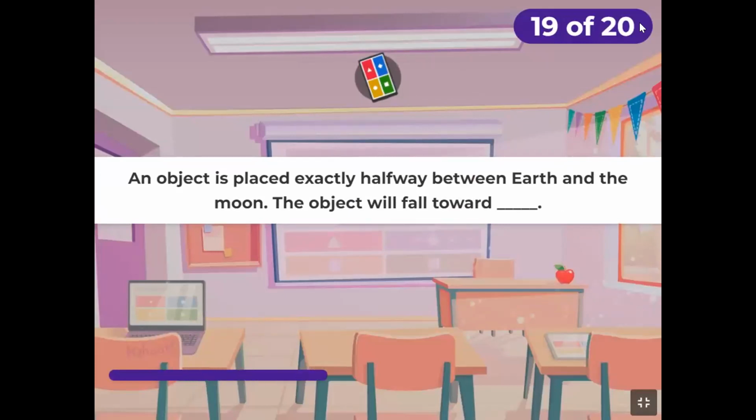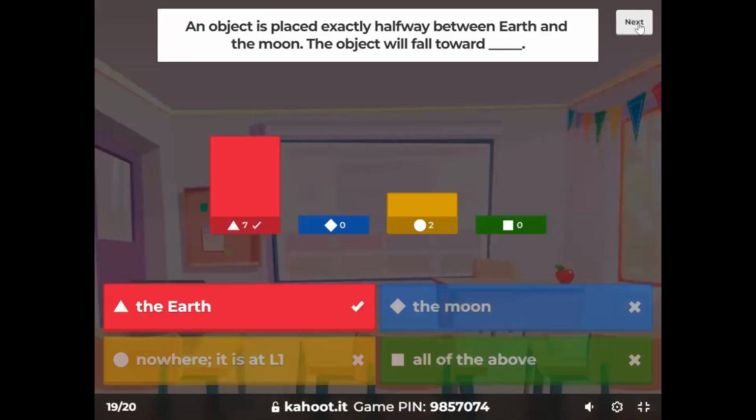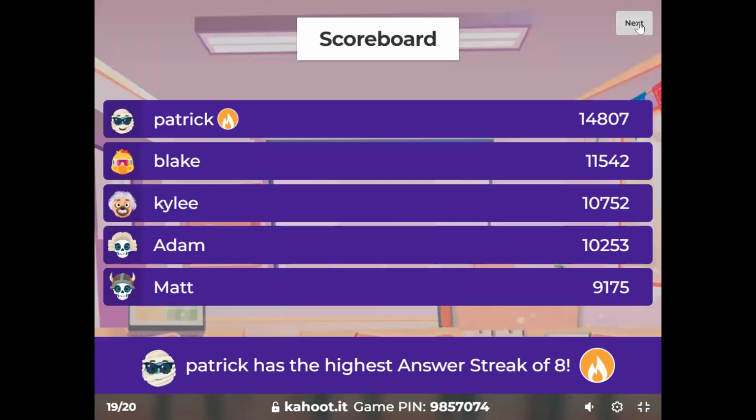An object placed exactly halfway between Earth and the Moon will fall toward the... So what's going on more, Earth or the Moon, exactly halfway between the two? It's going to fall towards the Earth because the Earth has more mass.